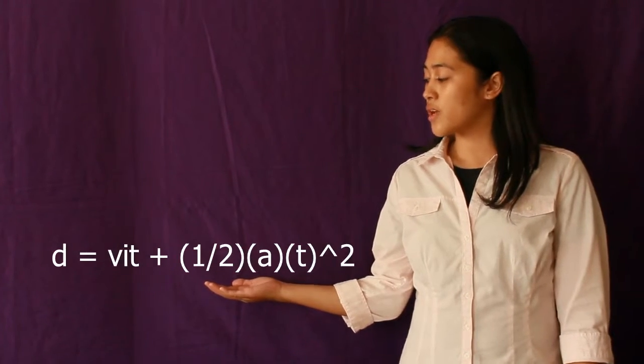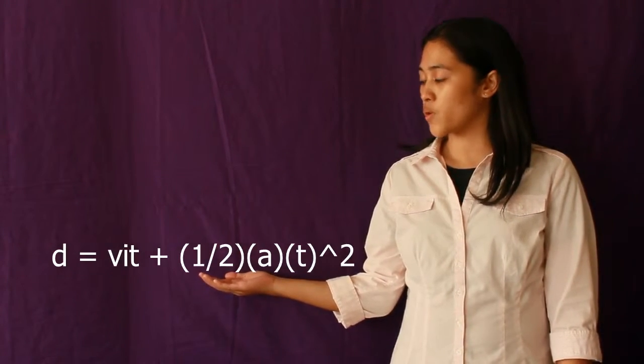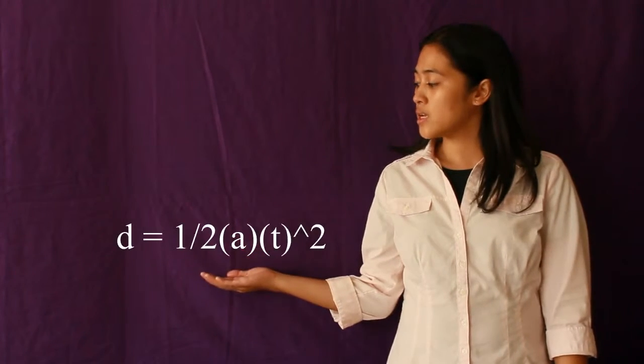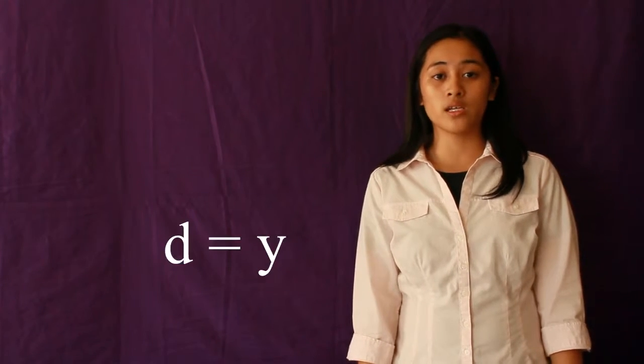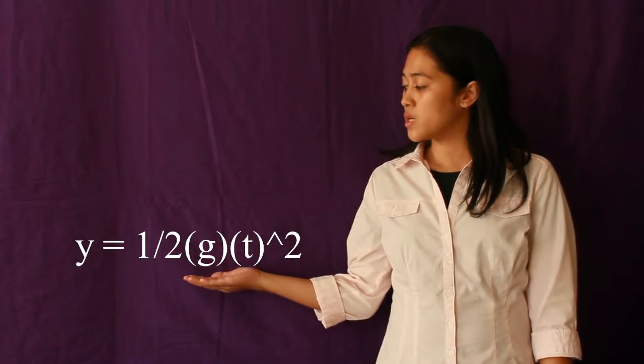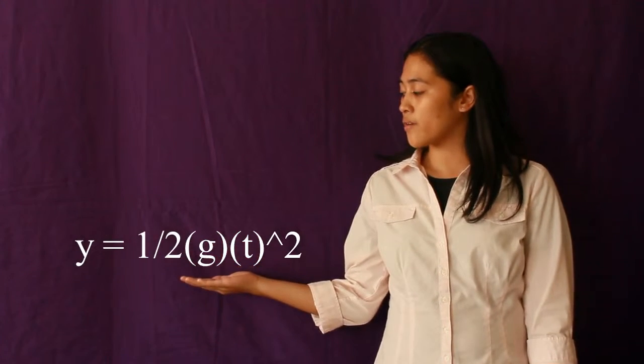So our third equation is d is equal to Vi t plus 1/2 a t squared. But in free fall, Vi is equal to 0, and any value that is multiplied with 0 is also 0, so we will just cancel it. So it would be d is equal to 1/2 a t squared. But again, in free fall, d is y and a is g. So our third equation would be y is equal to 1/2 g t squared.